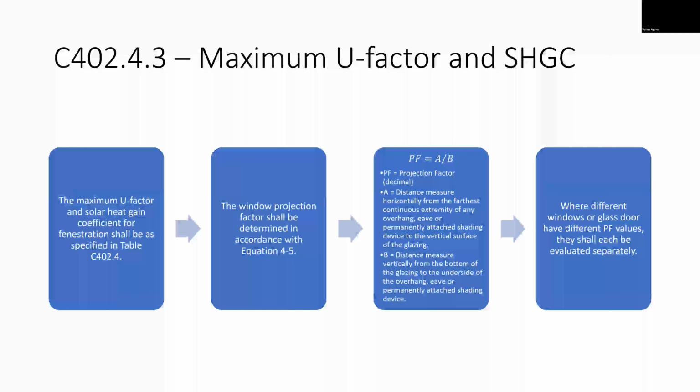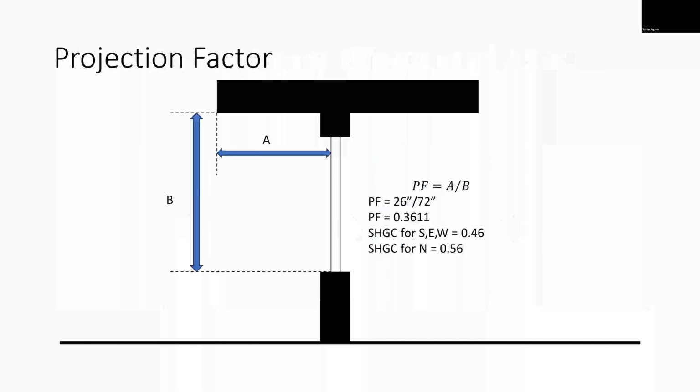The maximum U factor and solar heat gain coefficient for fenestration shall be specified in table C402.4. That's the one I showed you earlier. The window projection factor shall be determined in accordance with equation 4-5, which is basically PF equals A over B. Where different windows or glass doors have different PF values, they shall each be evaluated separately. The reason why I skipped the equation is, again, better just to show the visual example.